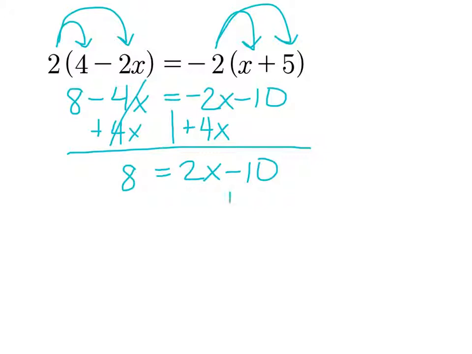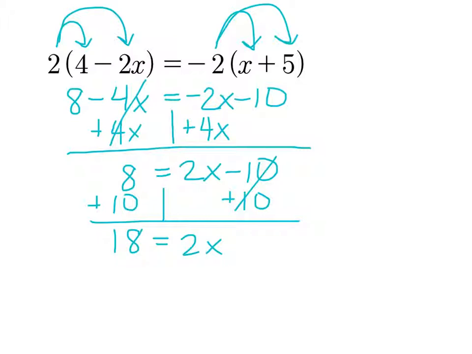And then continue to solve the way you know how to solve a multi-step equation. Reverse your addition or subtraction. And then reverse your multiplication or division. And in this case, x comes out equaling 9. Let's check our work by going back and using the substitution property to plug that in.